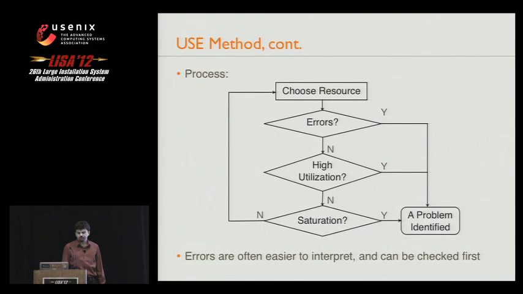As a flowchart, choose a resource, check errors, utilization, and saturation. You can check errors first, actually, because they are often easier to interpret, and it gets them off the table before you get into utilization and deeper saturation analysis. For errors, they're easy to interpret because often it's just the error counter. So, oh, your disks have hard errors, that's bad, replace the disks. Rather than at what level is utilization a problem, and to what degree is saturation hurting.